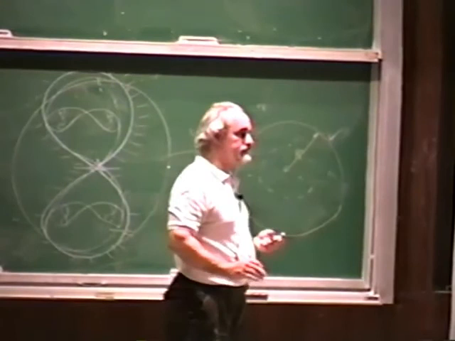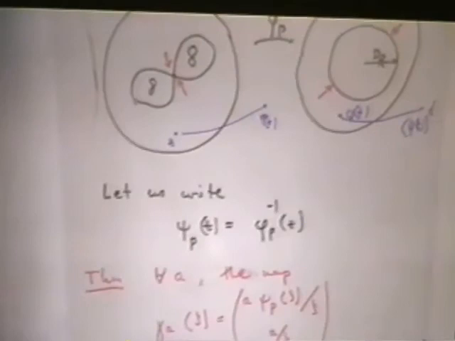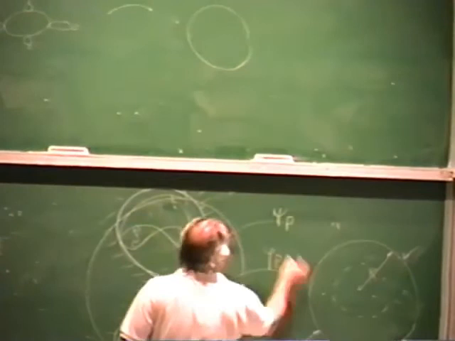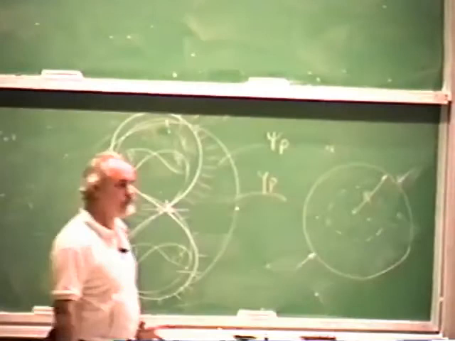So let us call P sub P the inverse of C sub P. Let's call T sub P the map like this: the map from the outside of the disk of radius r to the outside of this figure eight, whatever it is.